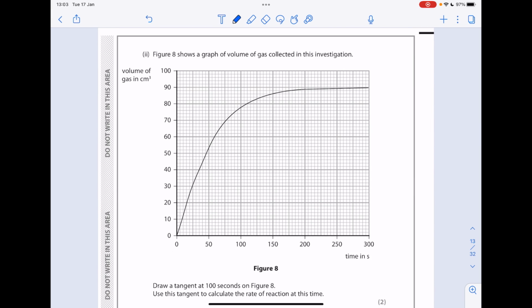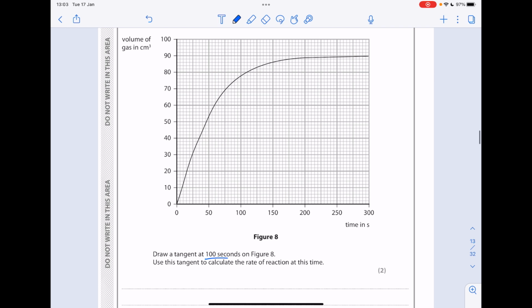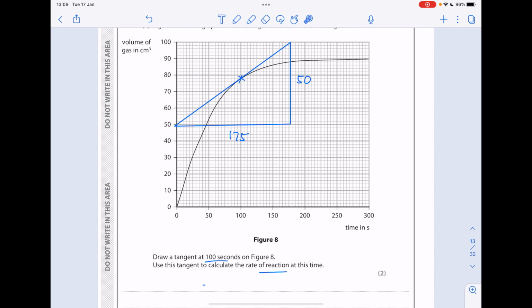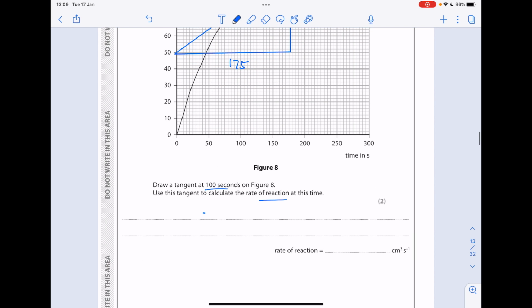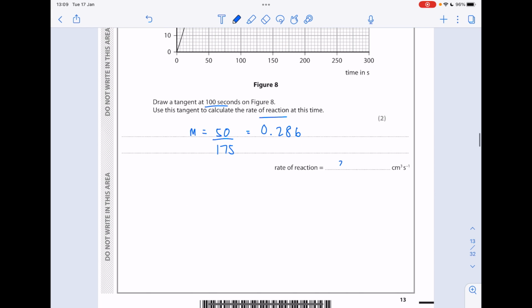Figure 8 shows a graph of volume of gas collected in this investigation. Draw a tangent at 100 seconds on figure 8. Use this tangent to calculate the rate of reaction at this time. So there's 100 seconds. Let's draw our tangent. So as you can see, I've drawn my tangent here. Then I've completed the triangle so that I'm able to find the gradient of that tangent, which remember is the change in y, which is 50, divided by the change in x, which is 175, to get 0.286 to 3 significant figures.